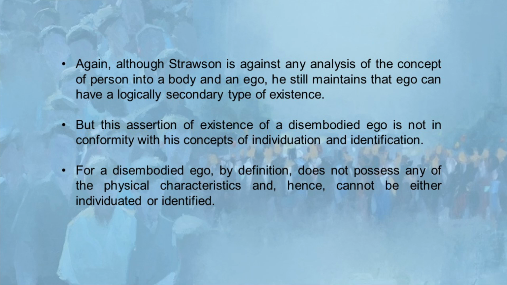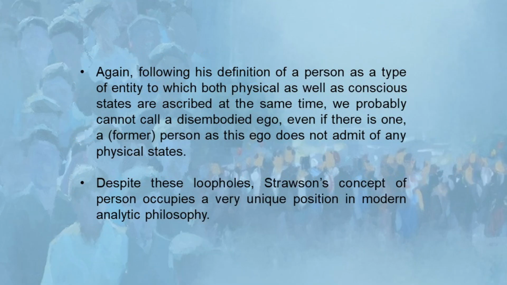For a disembodied ego, by definition, does not possess any of the physical characteristics and hence cannot be either individuated or identified. Again, following his definition of a person as a type of entity to which both physical as well as conscious states are ascribed at the same time, we probably cannot call a disembodied ego, even if there is one, a former person, as this ego does not admit of any physical states. Despite these loopholes, Strawson's concept of person occupies a very unique position in modern analytic philosophy.